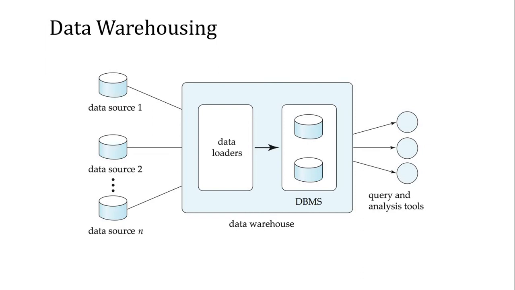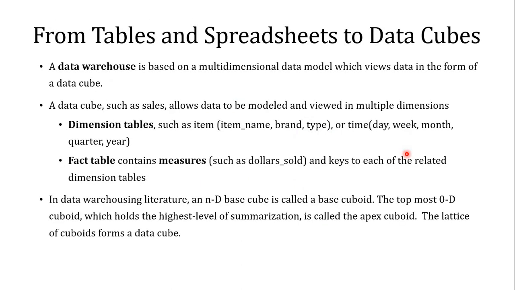So if we want to see a data warehouse perfectly, what is happening in a data warehouse? It has different sources of data. They come to the data loaders, and then into the DBMS, the database management system, and you will perform some query analysis and use tools for advanced queries, from the tables and spreadsheets of the data to cubes. In the database and the Excel sheet you will basically use tables and spreadsheets, and this data comes to a data cube.